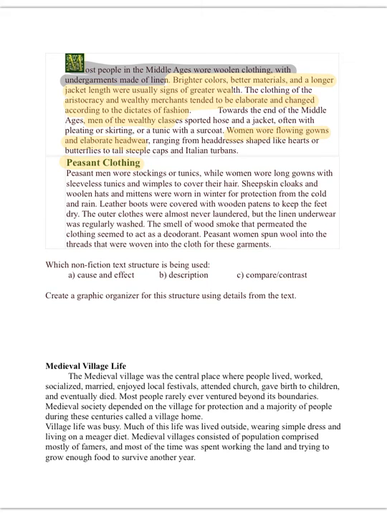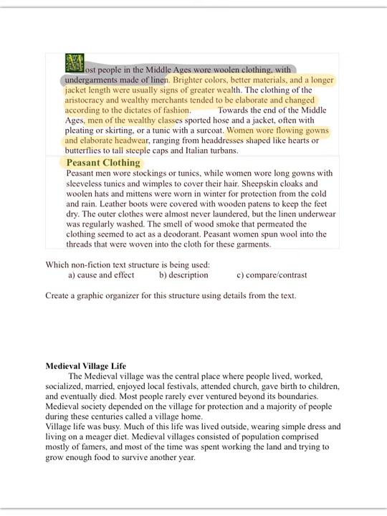but what I want you to do is look for those keywords and ideas that will help you decide whether this article is a sequence article, a description, or problem solution. So here's the article called Medieval Village Life.